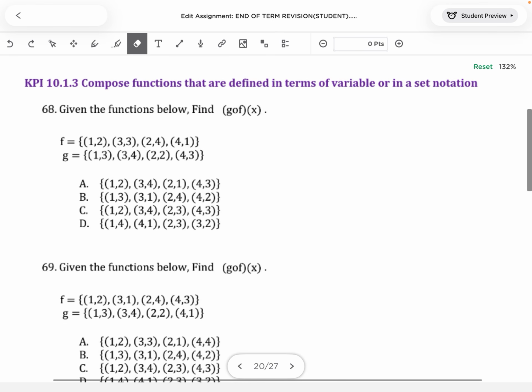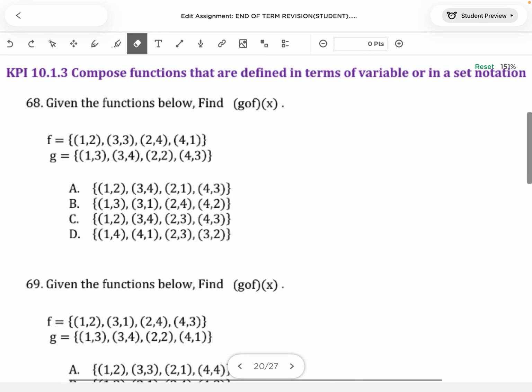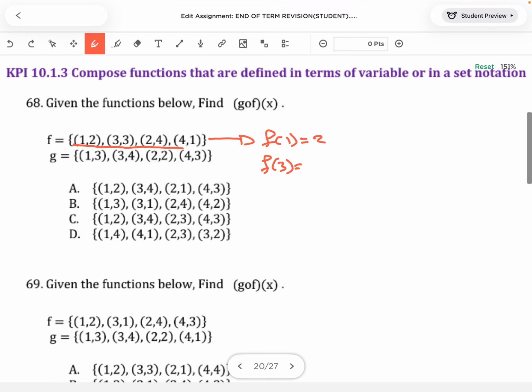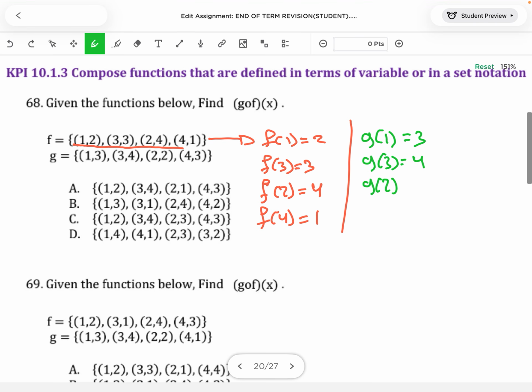This one is the same idea. I will be talking about this one, about the composition. Let us talk about this one first. What do we mean by all these? That means f of 1 equals 2, f of 3 equals 3, f of 2 equals 4, and f of 4 equals 1. And in the same way, g of 1 equals 3, g of 3 equals 4, g of 2 equals 2, g of 4 equals 3.